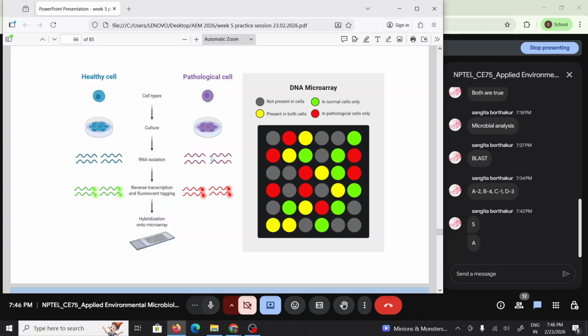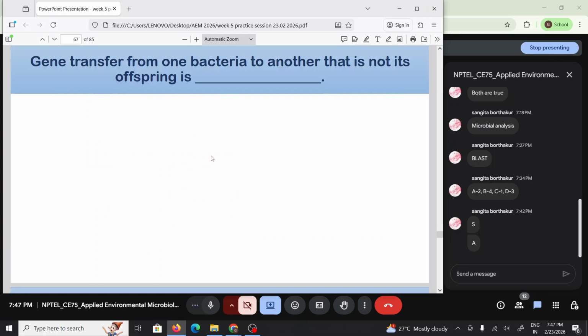This is the pattern. So this is a typical step in a DNA microarray. You have different cells, you culture them, you isolate, do the RNA isolation, and then you do the reverse transcription. You get the complementary DNA or the cDNA, and you do the fluorescent tagging, and you hybridize that onto a microarray. So based on the tags, you can detect the tags that you have. So this is a typical microarray process. You can customize it based on your application.